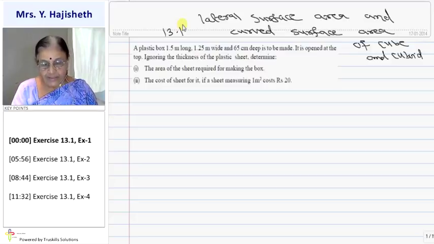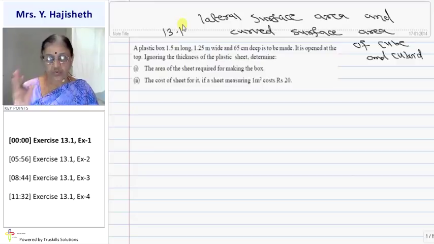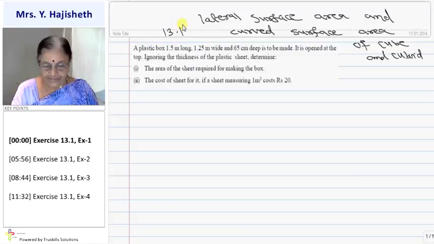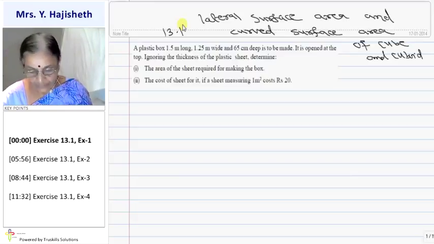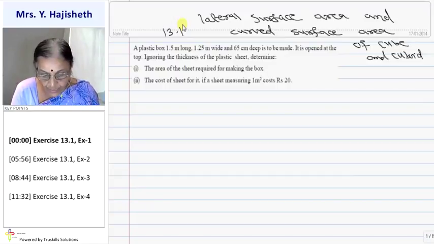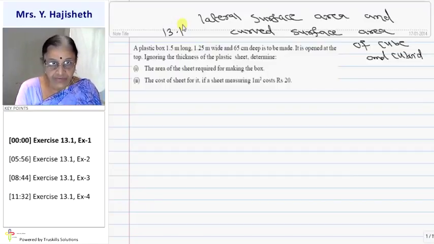So naturally, the formula for total surface area here is 2 times L into H plus 2 times B into H plus only L into B. L into B occurs only once. It is a bottom plus 2 sides, and those 2 sides are 2 pairs of opposite surfaces. Okay. So the area of the sheet required for making the box.